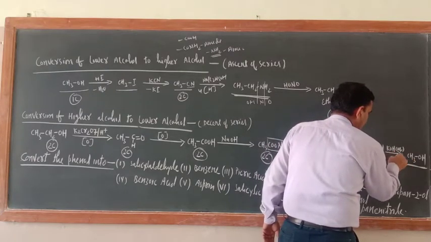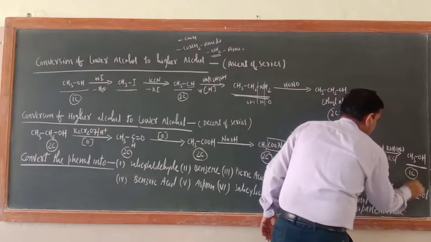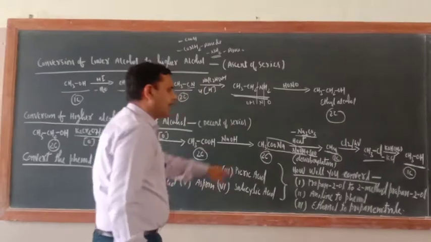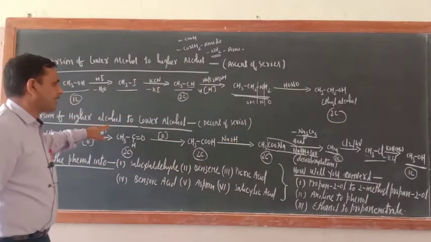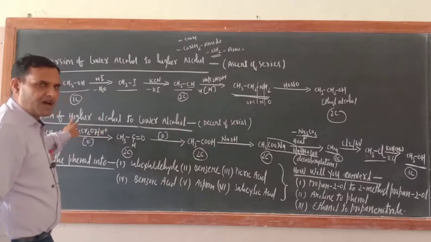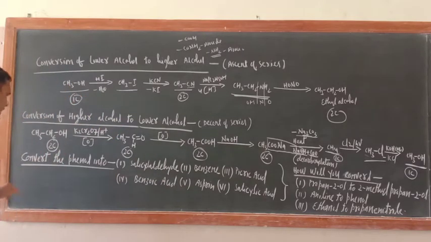You will get methyl alcohol. So we started with ethyl alcohol and got methyl alcohol. This is an example of descent of series, or conversion of higher alcohol into lower alcohol. Now there are some more questions.